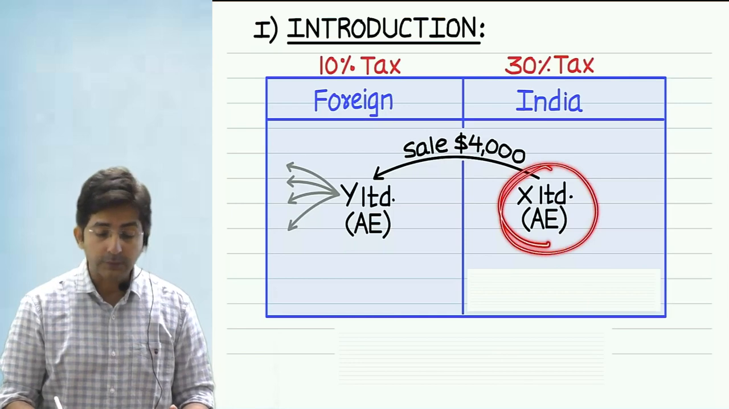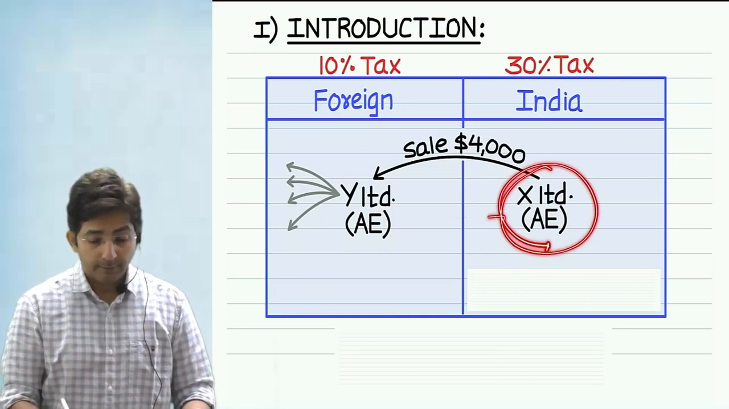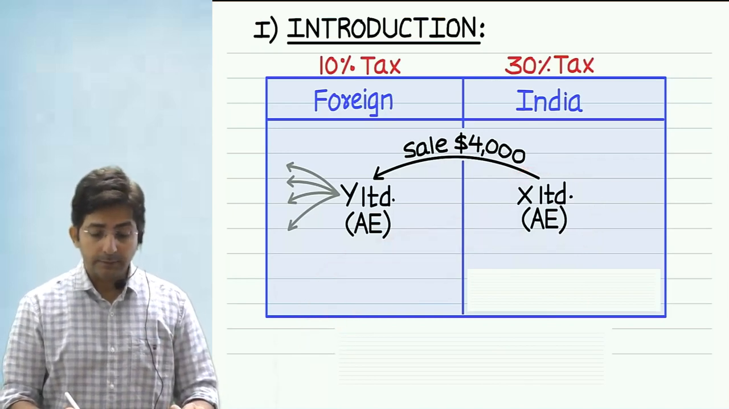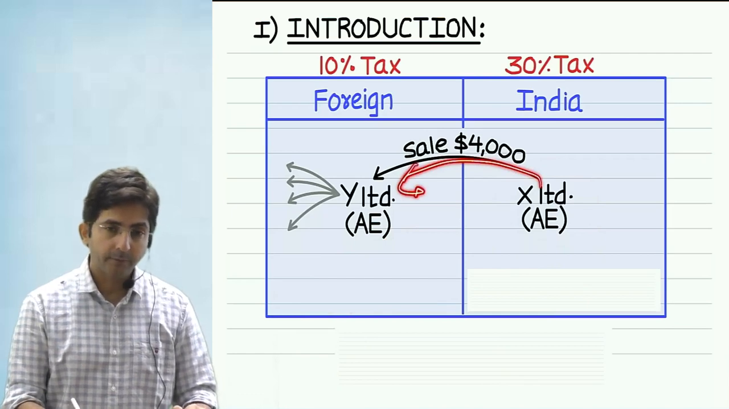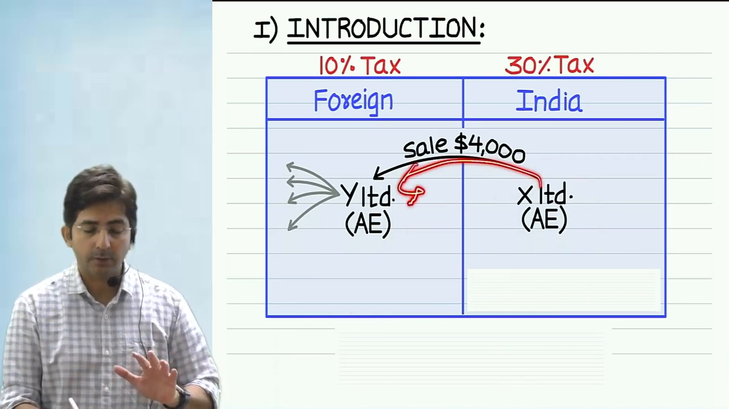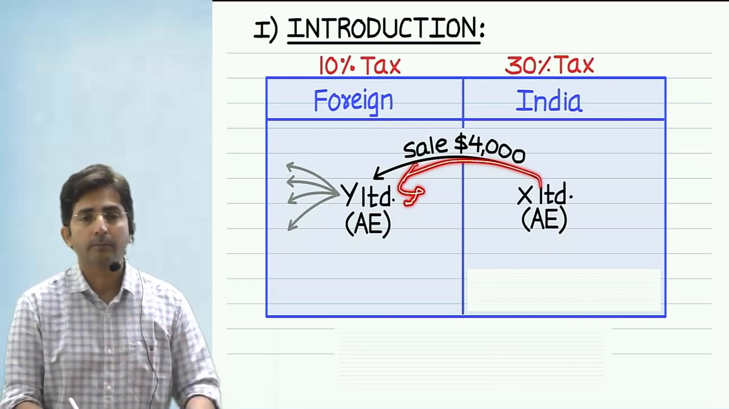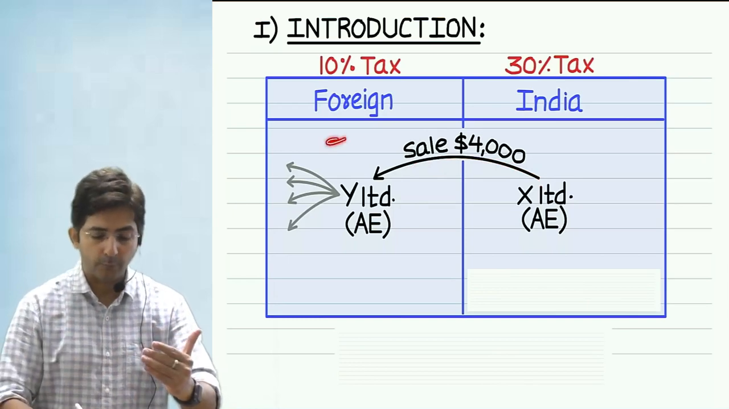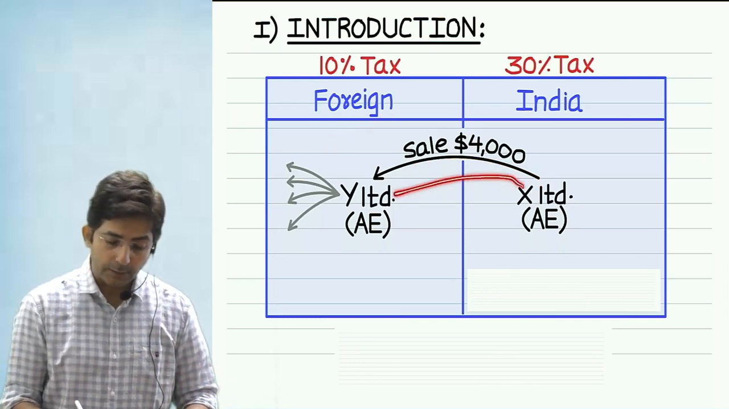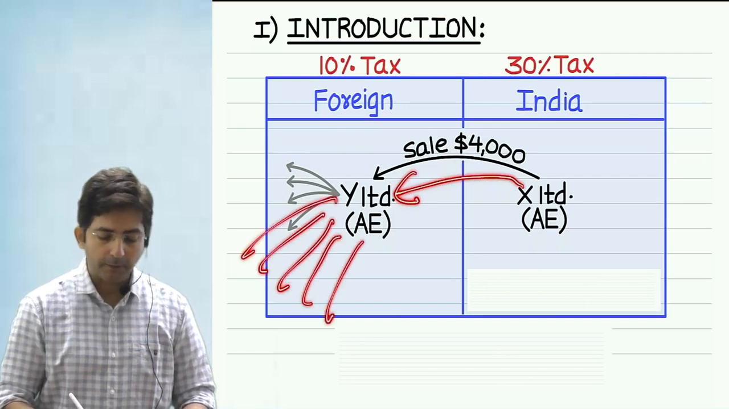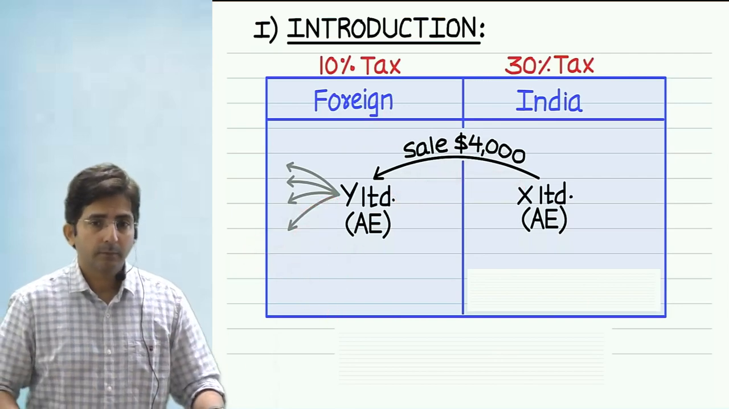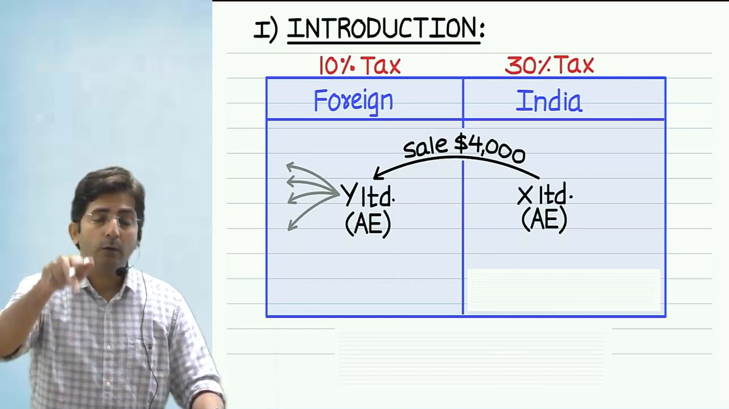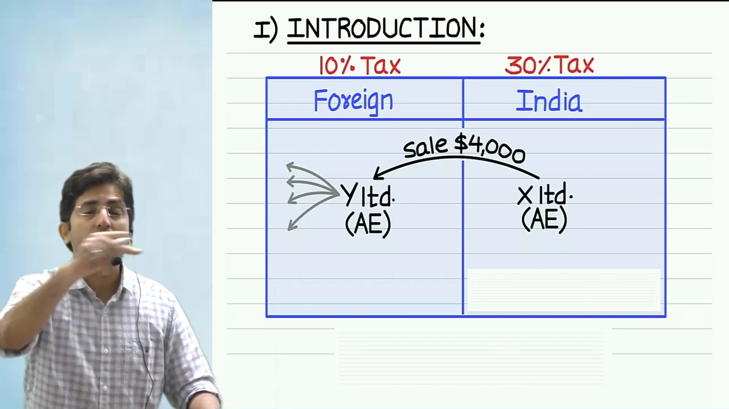But instead of selling the goods directly to the foreign customers, what is X Limited doing? It is selling the goods first to Y Limited. Y Limited is its own company only, but a separately incorporated company in a foreign country. So it will first sell to Y, then Y will sell to the ultimate customers. So why like this? First I want you to think about the reason why X Limited is doing the sale via.